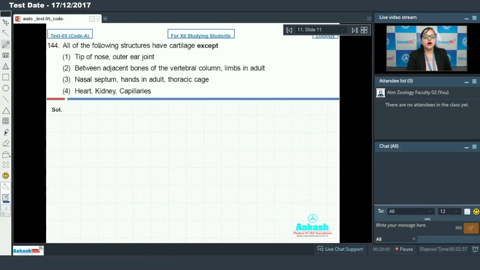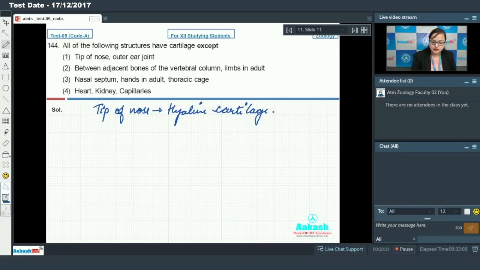Question 144. All of the following structures have cartilage except. Let's see our first option. First is tip of nose. Tip of nose is made up of hyaline cartilage. And outer ear joint is made up of elastic cartilage. So both these two structures have cartilage, so they cannot be included in our answer.